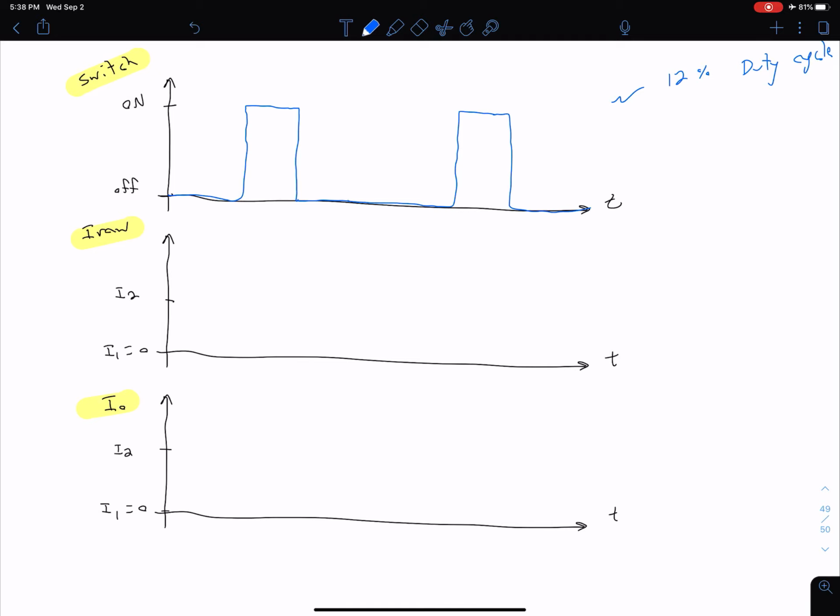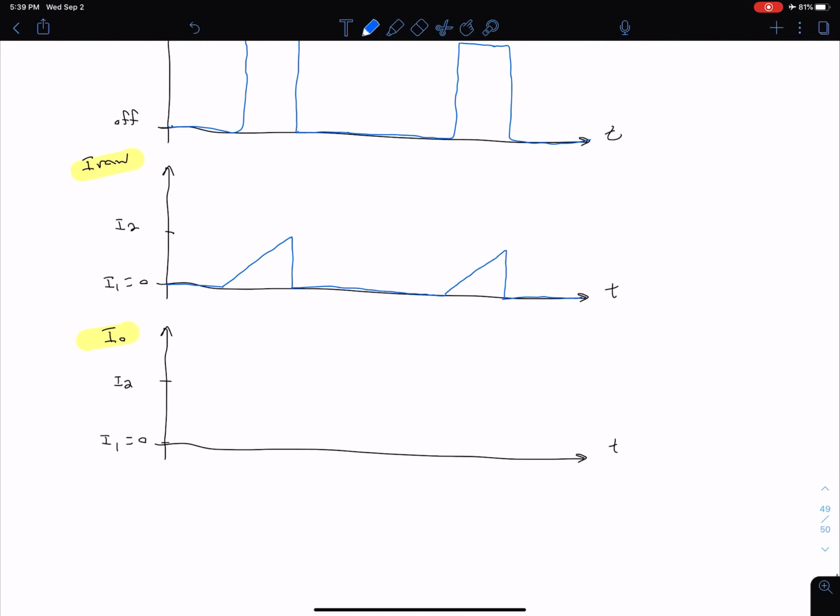What's happening with our I raw then is we know that it is 0 when the switch is open. When our switch closes, it begins charging up to a value of I2, and then when the switch opens again, it drops back down to 0. The same thing happens for this other switching instance. It begins charging up when the switch closes, and when the switch opens, it drops down to 0. Again, keep in mind we're not talking about a physical switch. In this case, we're talking about our MOSFET, which is behaving like a switch.